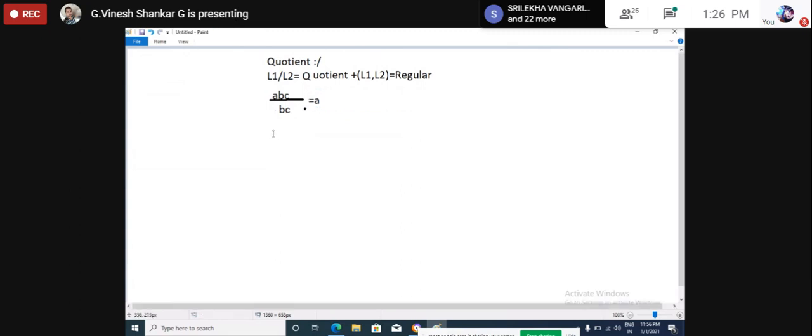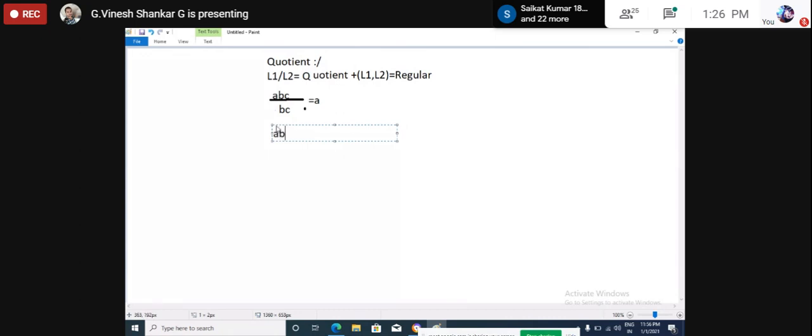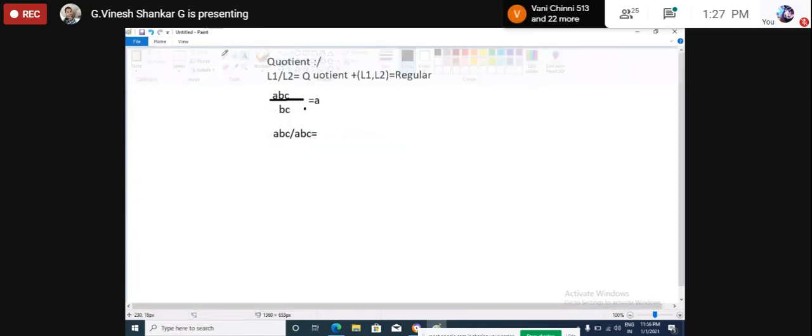Now suppose I take ABC by ABC, what does it give? It gives epsilon, because it is the empty string; nothing is there, everything is removed. Don't think the ABC parts cancel and you get 1. That is not there. This is epsilon.